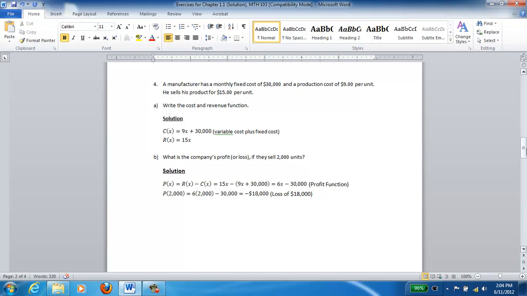30,000, the profit function. So P(2,000), which is function notation for calculating the profit for 2,000 units, is equal to 6 times 2,000 minus 30,000, which is equal to negative $18,000, which, by the way, is a loss of $18,000.